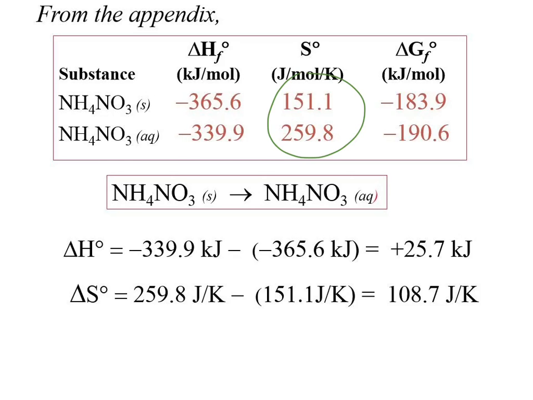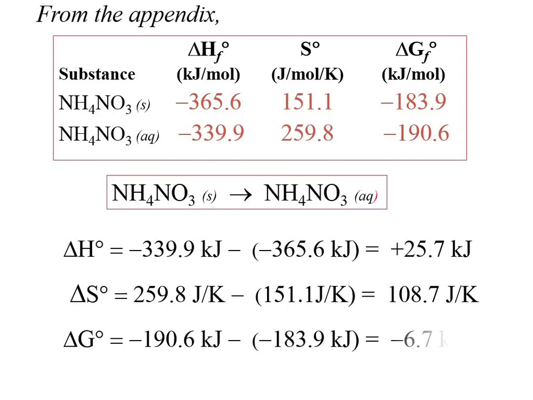Remember there are two ways to get at the change in Gibbs free energy. We're going to just use this last column here, since it's easy: we only have one reactant, one product. We take the Gibbs free energy of formation of the aqueous ammonium nitrate, negative 190.6 kilojoules, and from that we subtract the Gibbs free energy of the solid, which is negative 183.9 kilojoules. Again, we're subtracting a negative, so you end up with negative 6.7 kilojoules, which you guys told me is spontaneous. Exactly.